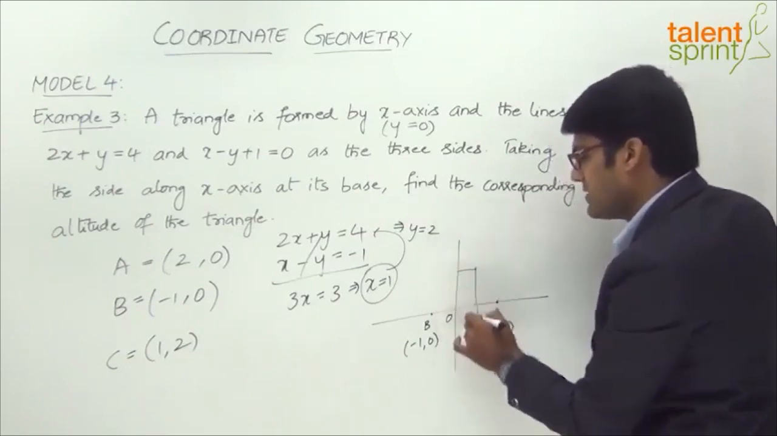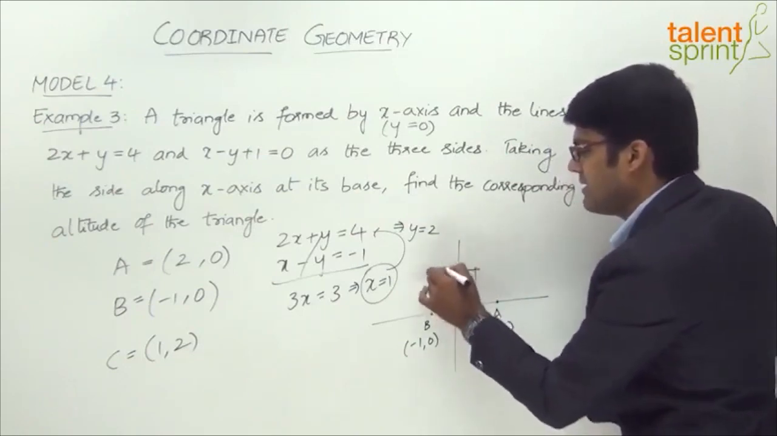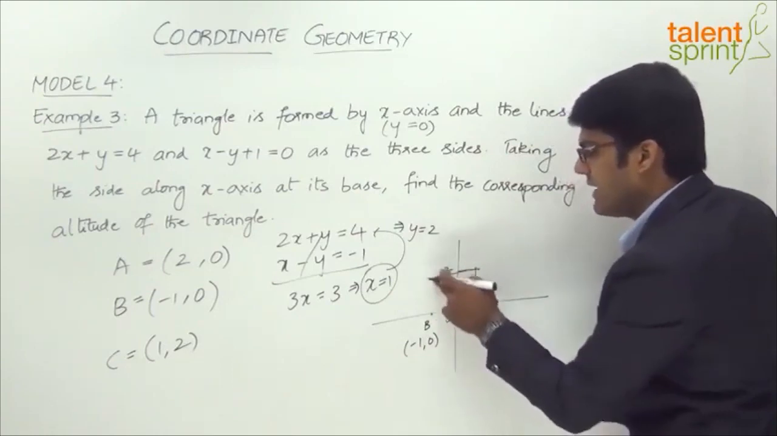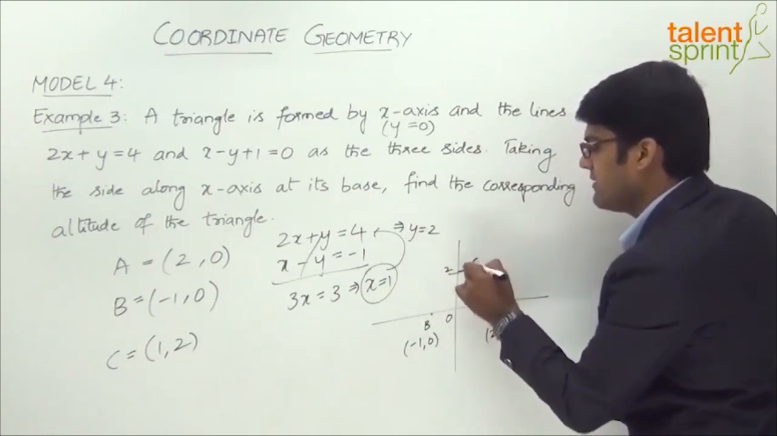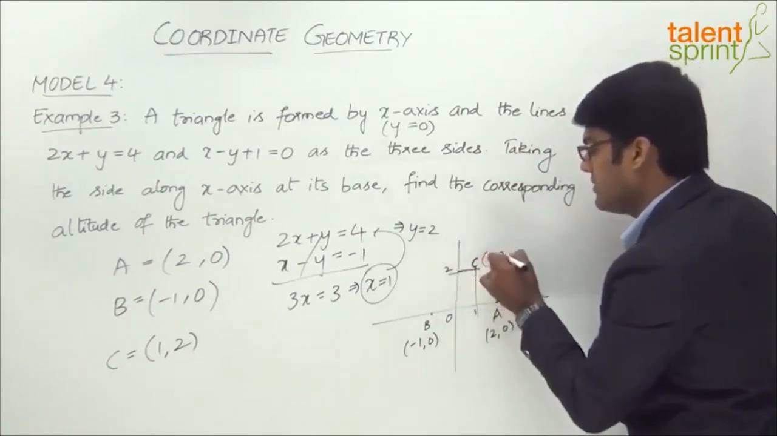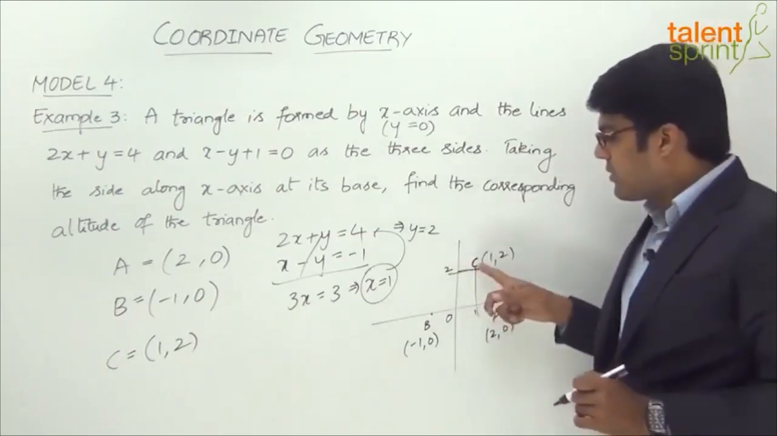So kind of intersection of these 2 lines, right? This is 2 and this is 1. X equals 1, y equals 2. What do we get? The third point C, right? What is the point C? 1 comma 2. Now these are the 3 points A, B and C.